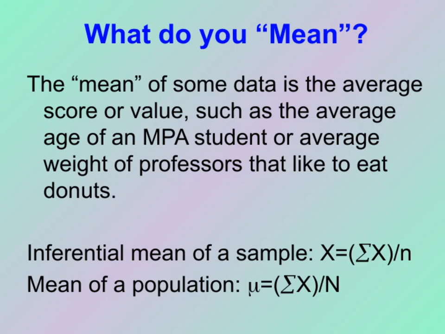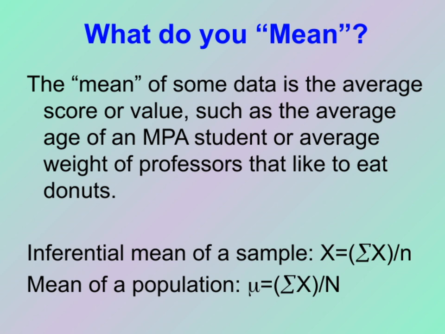So when we talk about the mean of some data, we're referring to the average score or value. For example, it could be the average age of an MPA student or the average weight of professors who like to eat donuts. Essentially, it gives us a sense of the typical or central value in a dataset.